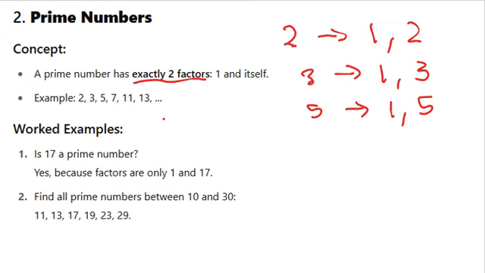Carrying on like that, 23, all those numbers. Those numbers are prime numbers. Why? Because they only have 2 factors. There's no other number.